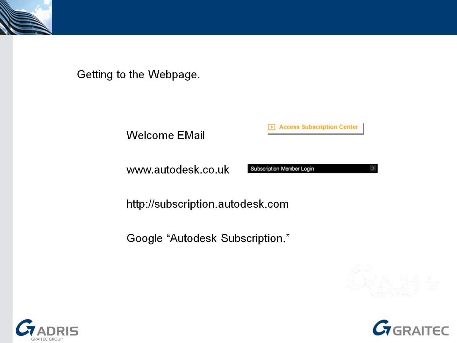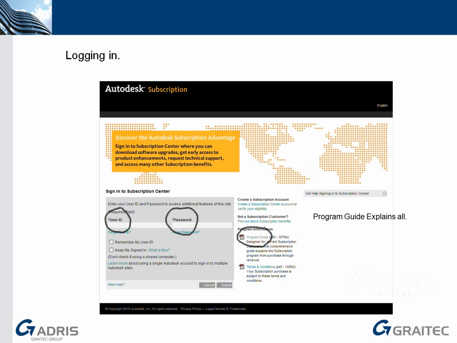So how do you actually get access to this welcome page? Well, you can click on the link from the welcome email, which is the Access Subscription Centre. Alternatively, you can log on to autodesk.co.uk, not the com site. On the autodesk.co.uk site, there's a subscription member login. You can click on that link and it will take you directly to subscription. Alternatively, you can just type in subscription.autodesk.com and it will take you directly to it. Or simply do a Google search for Autodesk subscription and it will take you once again to the subscription website.